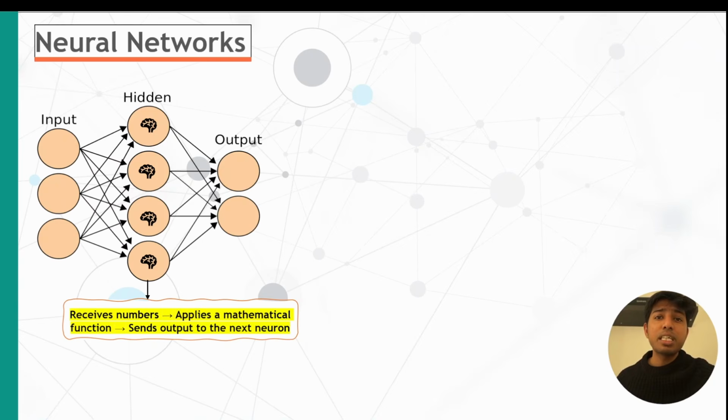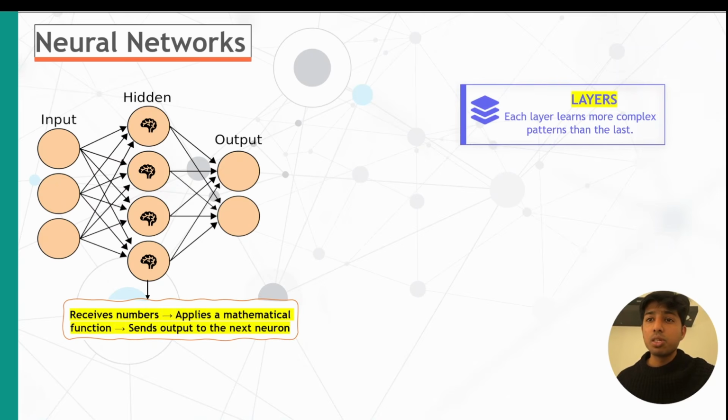What makes it deep? It has many layers. You see, it has layer one as input, layer two as hidden, and layer three as output, right? Is it clear to you? So what makes it complex? The layers make it complex.